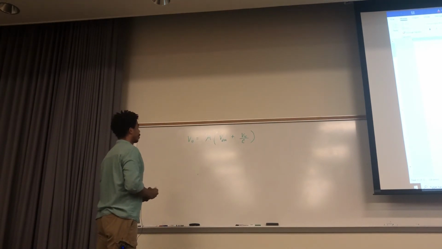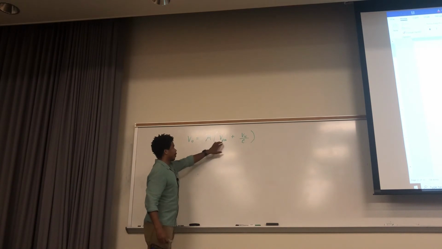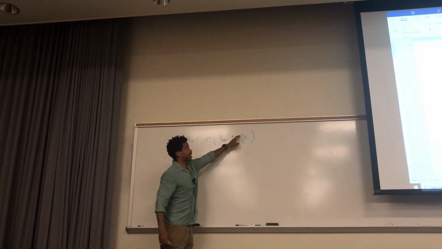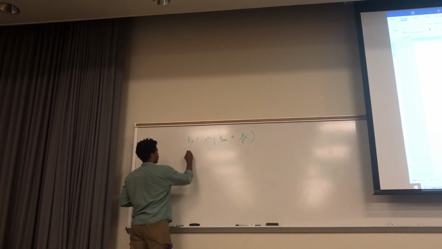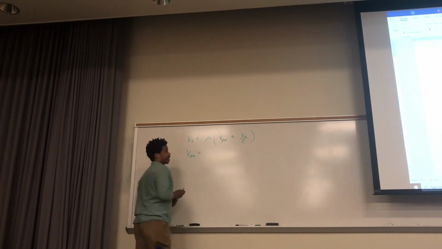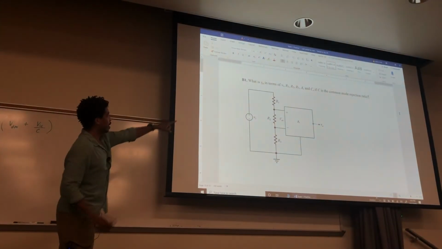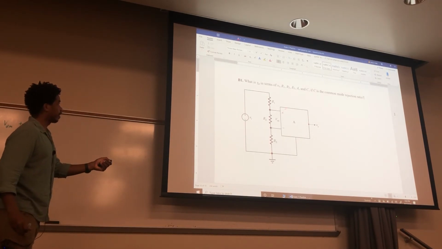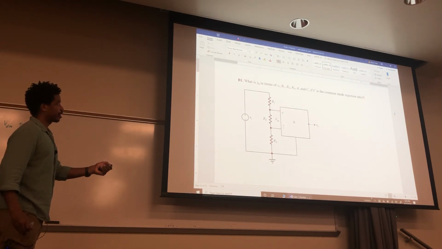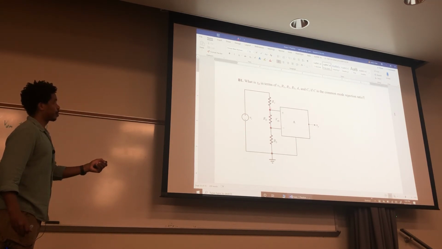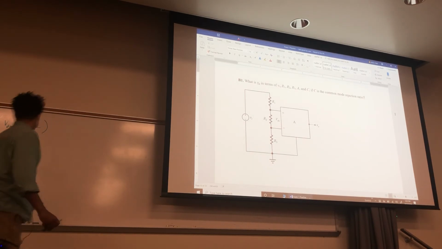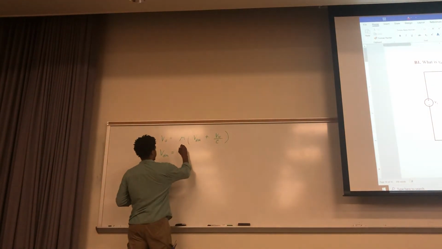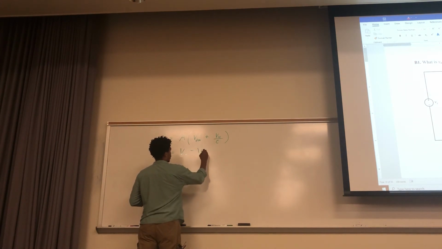Okay, so we're given this. We just need to find out what this is and what that is. Okay, so this VDM is just the V plus minus V minus, like here to here. So we have to find that voltage and then that voltage. We can do both these voltages by voltage division, because no current is going that direction. Okay? So V plus minus V minus.